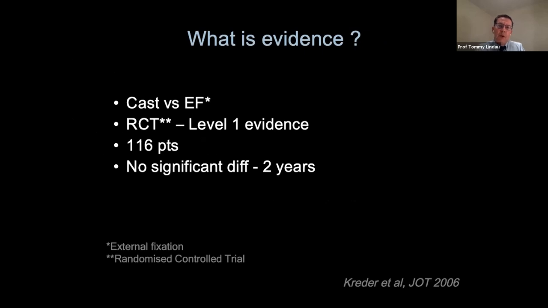But here we need to stop for a second and just discuss what is evidence. There's a study that compared cast versus external fixation, published 2006. Randomized controlled trial suggesting level one evidence, including 116 patients, which is a quite fair number, and they didn't see any significant difference 2 years after the fracture. So how would we rate a level one study, randomized controlled trial, with no difference?